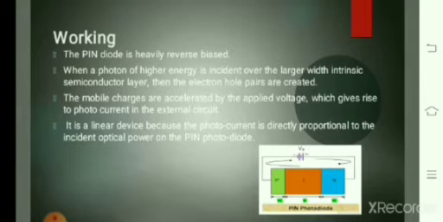Working of PIN photodiode. The PIN photodiode is heavily reverse biased. When a photon of higher energy is incident over the large intrinsic semiconductor layer, electron-hole pairs are created. The mobile charges are accelerated by the applied voltage, which gives rise to the photocurrent in an external circuit. It is a linear device because the photocurrent is directly proportional to the incident optical power on the PIN photodiode.